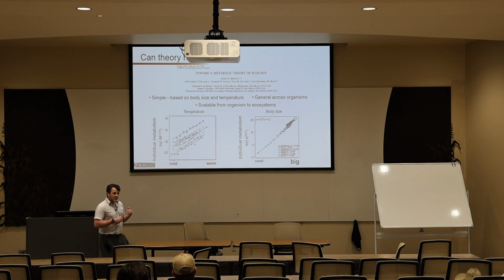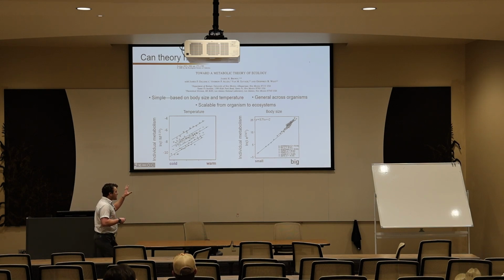This theory has been especially powerful because it recognizes that fundamental aspect of what makes life: that all organisms undergo metabolism, and that much of the variation in metabolism from microbes to whales can be explained by two factors. By body size, so as you move from small things to big things, they require more energy, and temperature. As you move from cold habitats to warm habitats, individual metabolism increases.